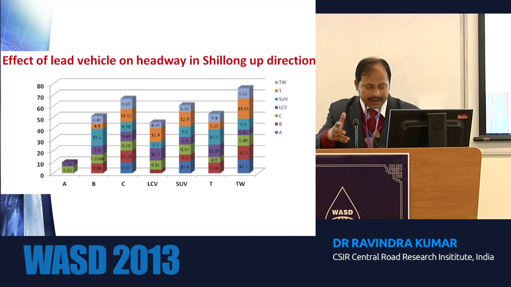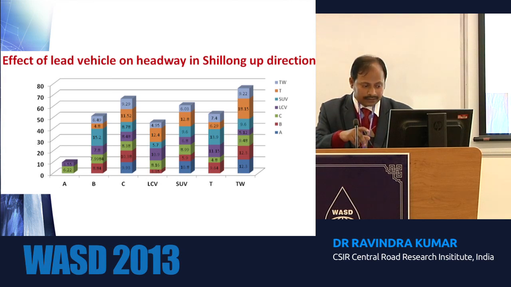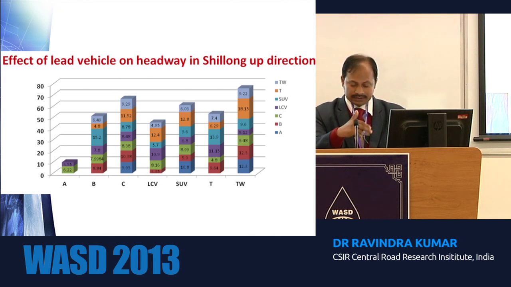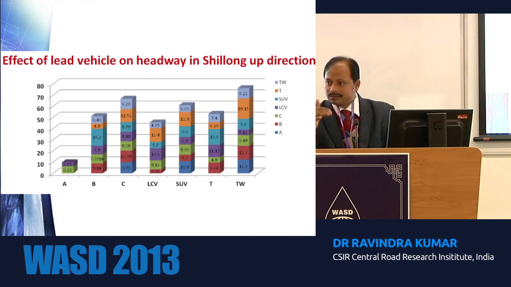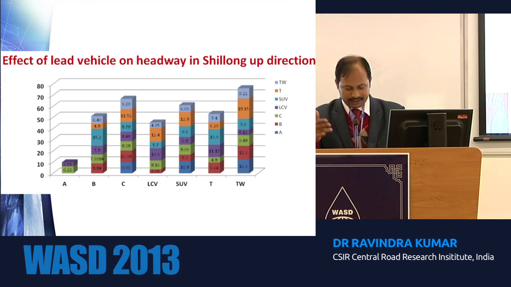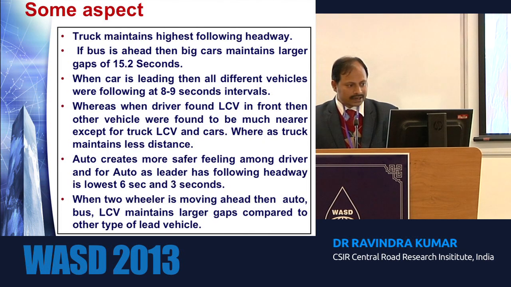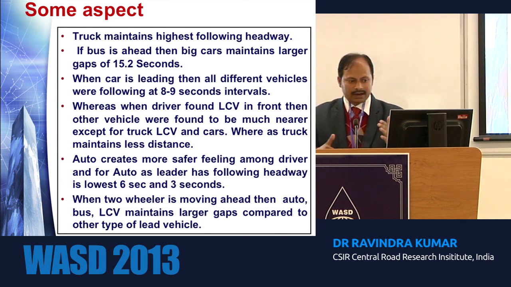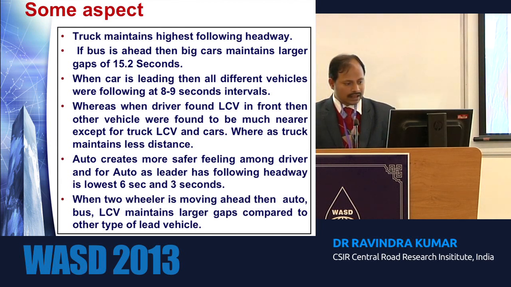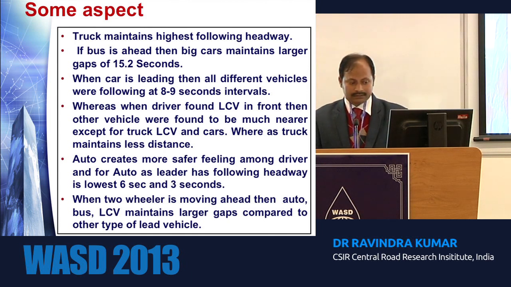So this shows the effect, and then we carried out a similar analysis on the hill. But on the hill we could see that the 2 seconds rule was not valid. Still, they are maintaining a larger gap between the vehicles. Coming to some aspects, trucks maintain higher following headways. If a bus is ahead, then big cars maintain larger gaps, and when a car is leading, then all different vehicles were following at 8 to 9 seconds intervals.